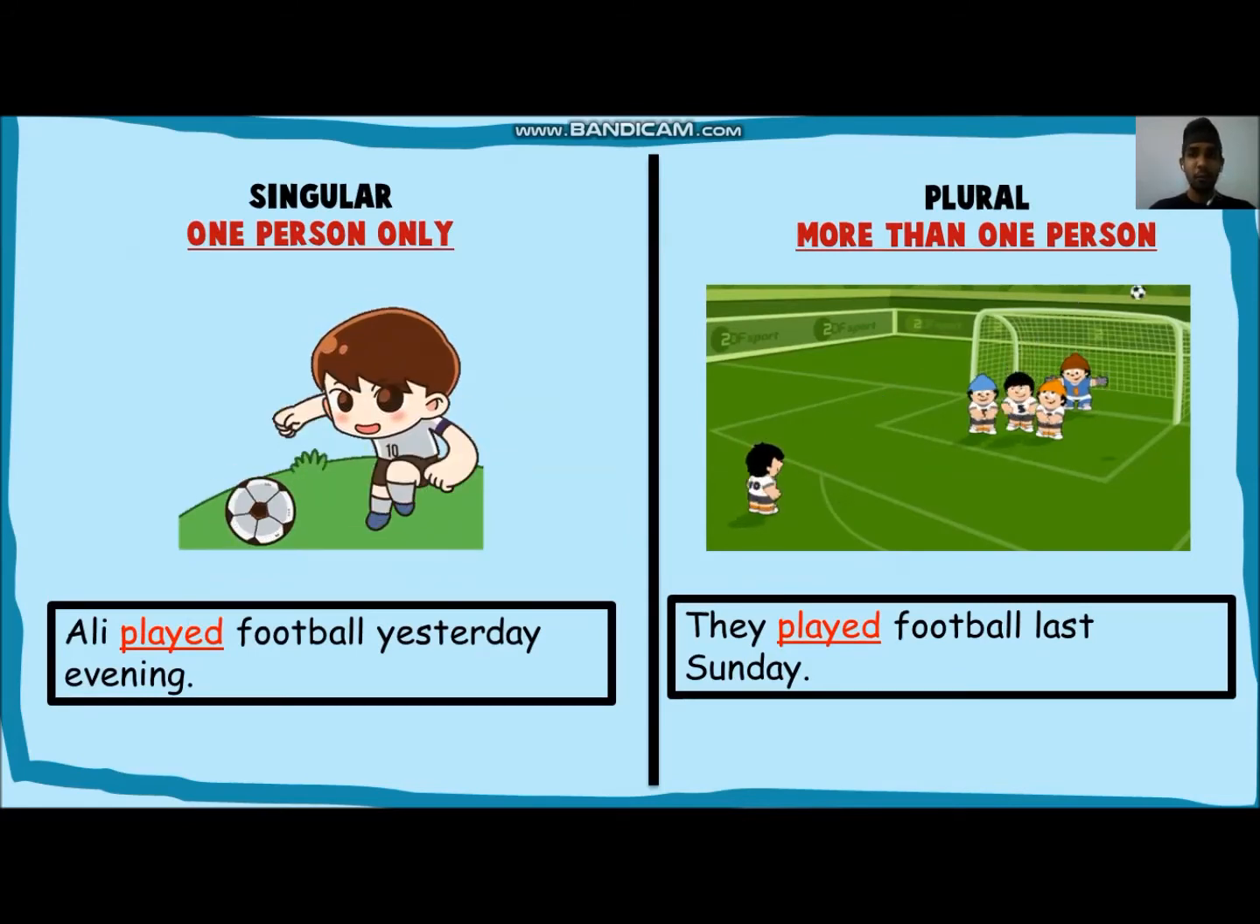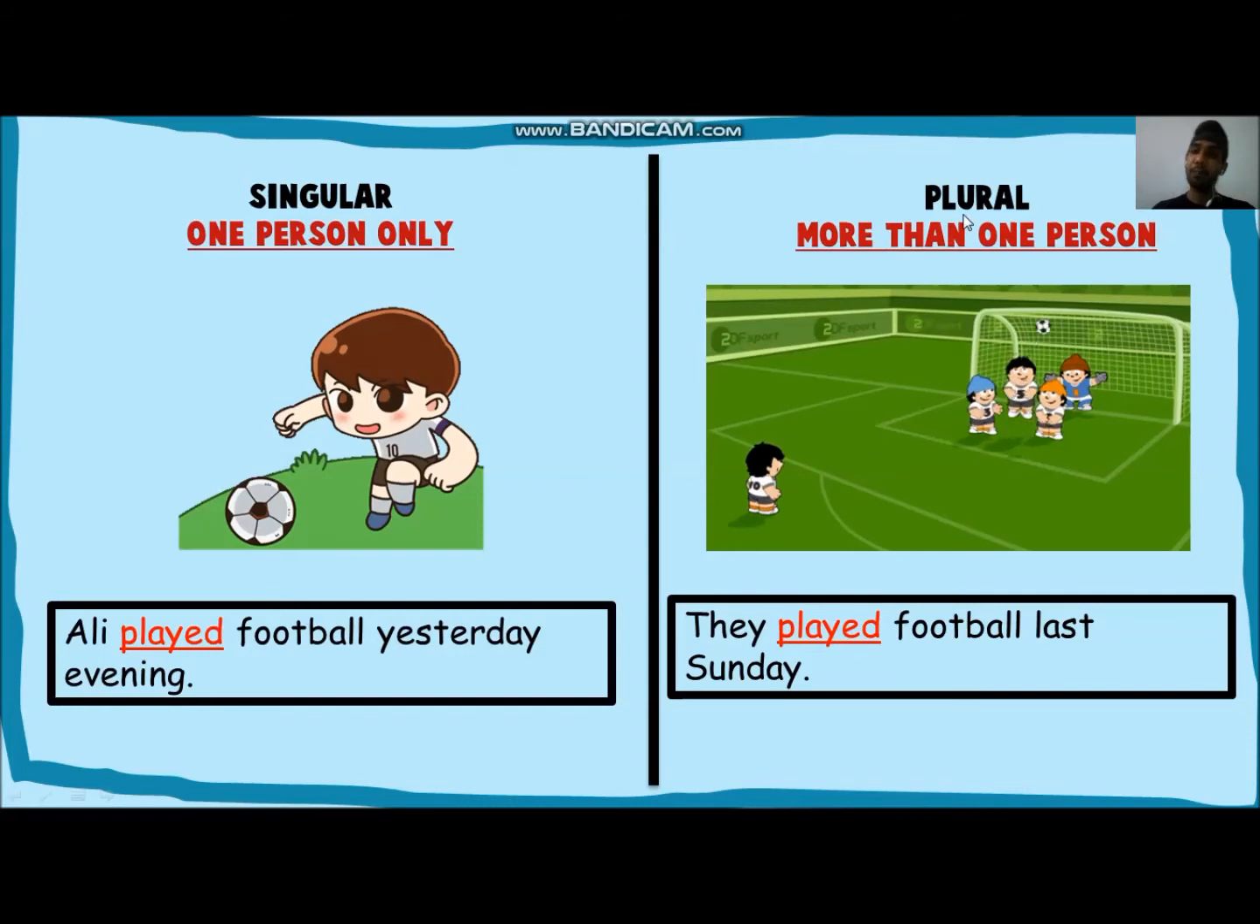Before this, we know that for present tense, we must change the verb for singular and plural. How about past tense? Let's take a look at the sentence for singular. Ali played football yesterday evening. We know that the action happened in the past due to the phrase yesterday evening. Therefore, the verb must be added with the ed at the back.